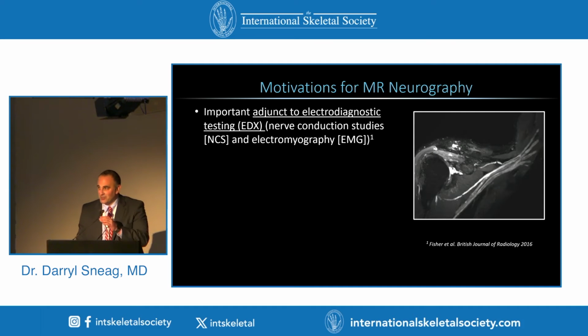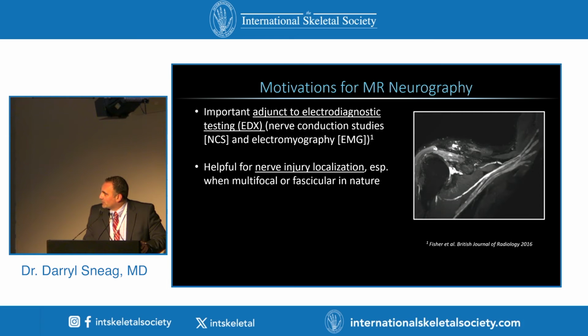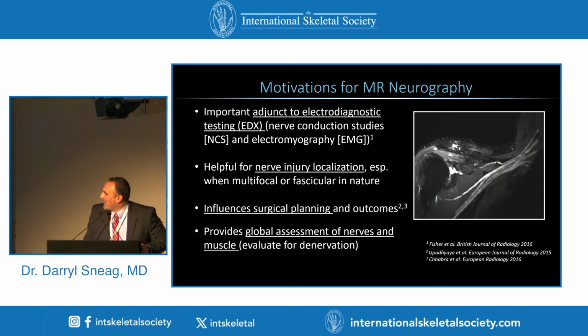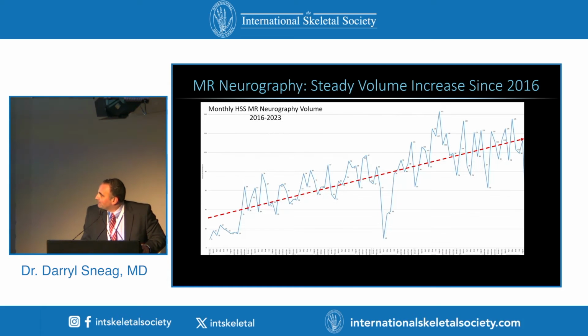So I'd like to introduce MR neurography by describing some of the motivations for performing it. In my mind, and in other people's minds too, it's an important adjunct to electrodiagnostic testing, which includes both nerve conduction studies and EMG, or electromyography. It's helpful for nerve injury localization, especially when multifocal or fascicular in nature, as I mentioned in my talk earlier today. It's been shown to influence surgical planning and outcomes, as shown in this paper by Dr. Chhabra, sitting right here. And lastly, it provides a global assessment of not only the nerves, but also the muscles for evaluating denervation.